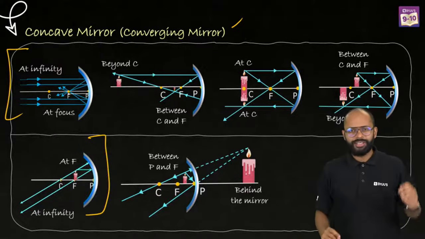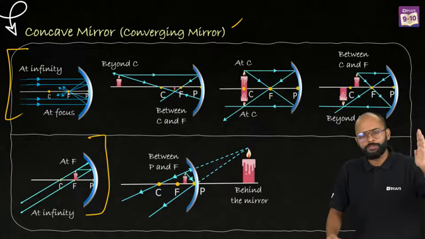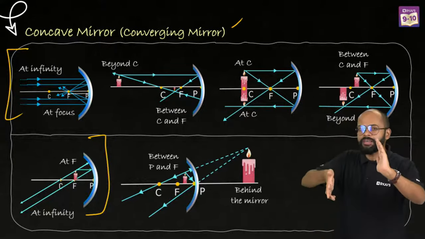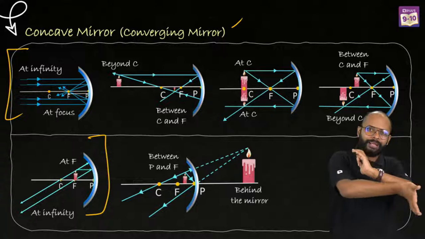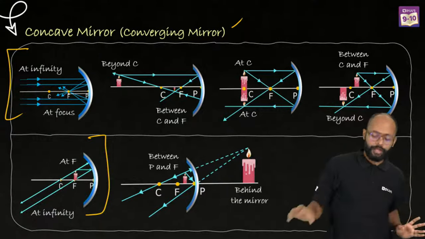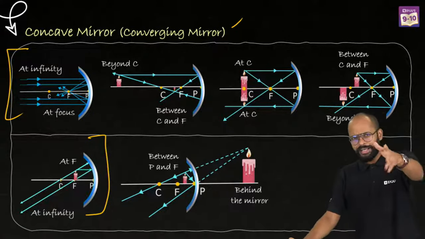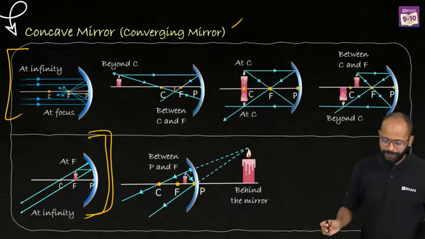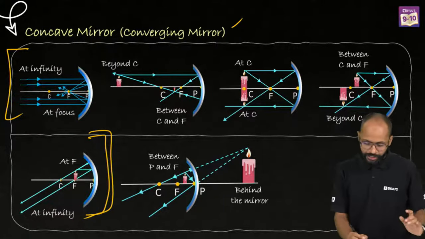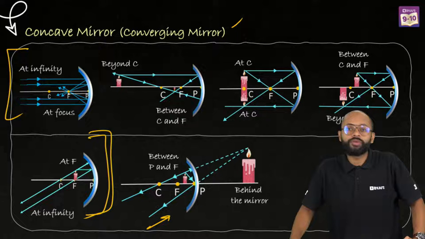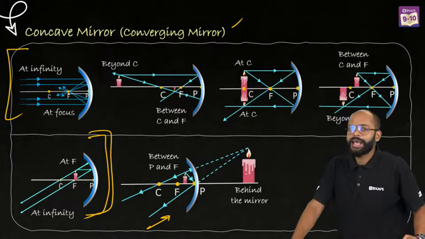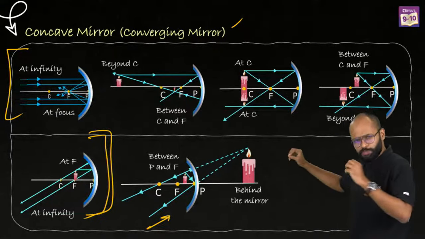As you move object close to the mirror, the image keeps on going backwards and keeps on getting bigger. This much information will help you out till here. Last one is a special case. This case is when you keep an object between pole and focus. And this case is like the most special case.